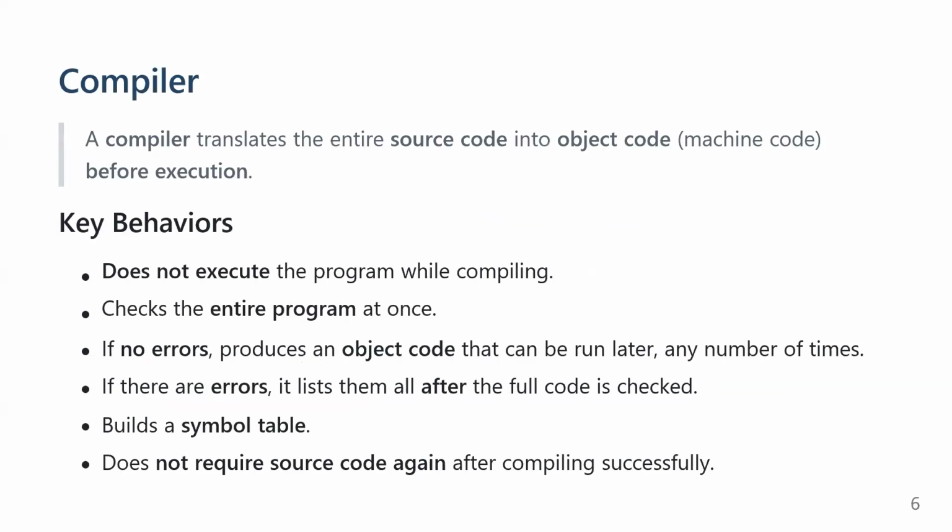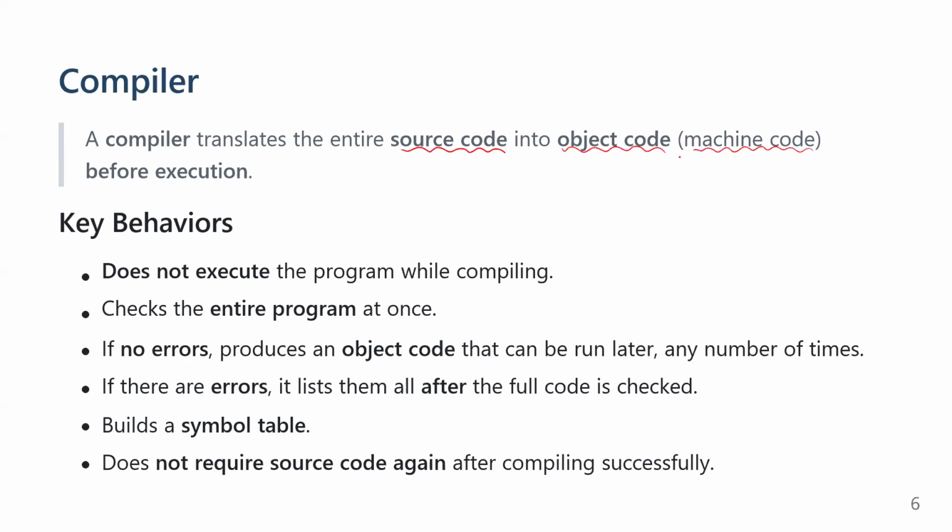Then last but not least, let's take a look at the compiler and interpreter, and what their so-called benefits and disadvantages are, or what their key behaviors are. Let's start by looking at compilers. A compiler translates the entire source code into object code, right? Or you can imagine that this is machine code as well.